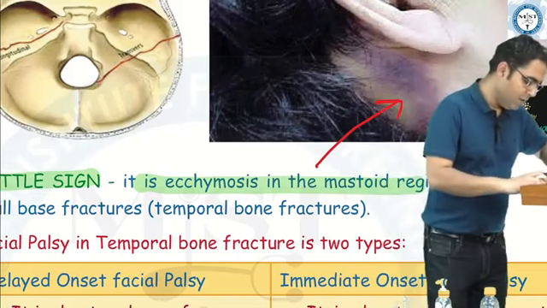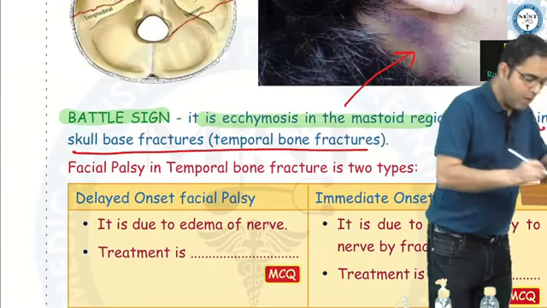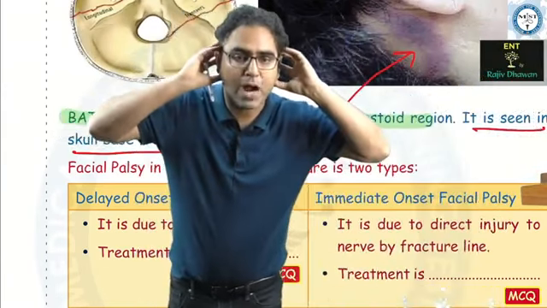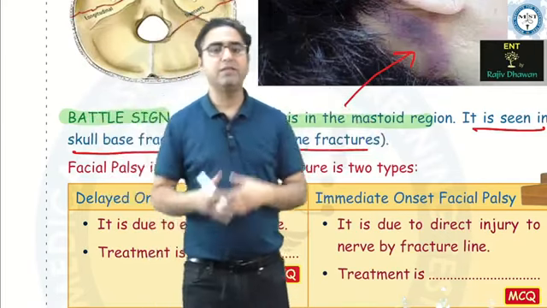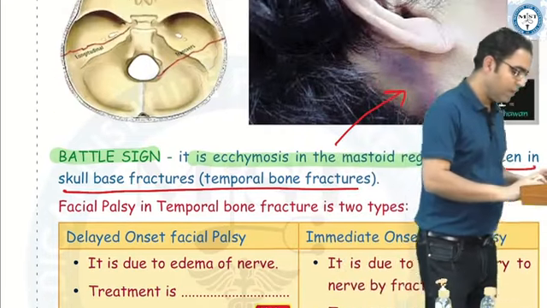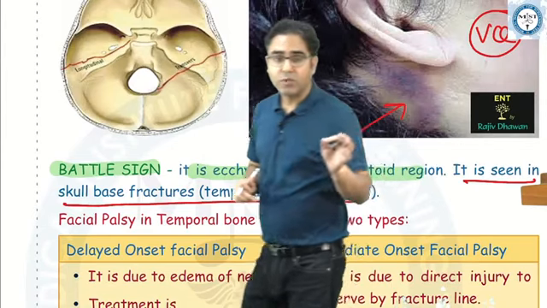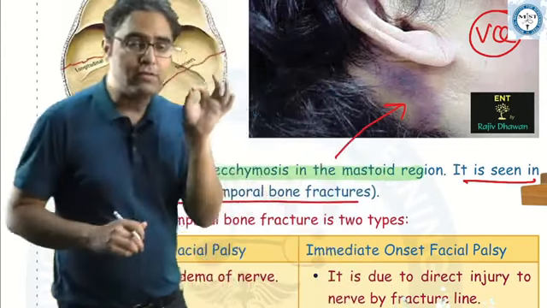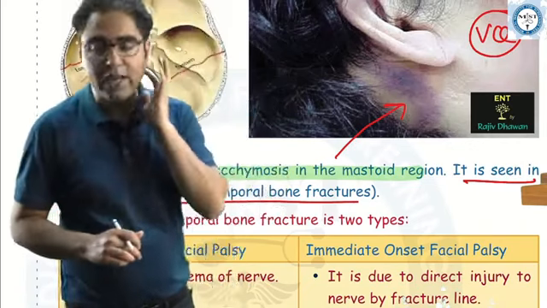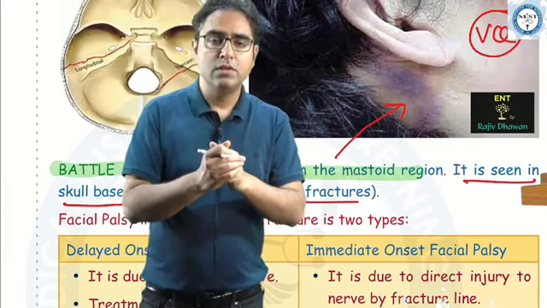It is seen in skull base fracture, particularly temporal bone fractures. I hope you know temporal bone is the base of skull. Temporal bone makes part of the skull base. So battle sign is a feature of skull base fracture or temporal bone fracture. This can be a visual question, so don't forget: ecchymosis on the mastoid area is battle sign. The blue color on the mastoid. Mastoid is a part of which bone? Temporal bone. What is this fracture?